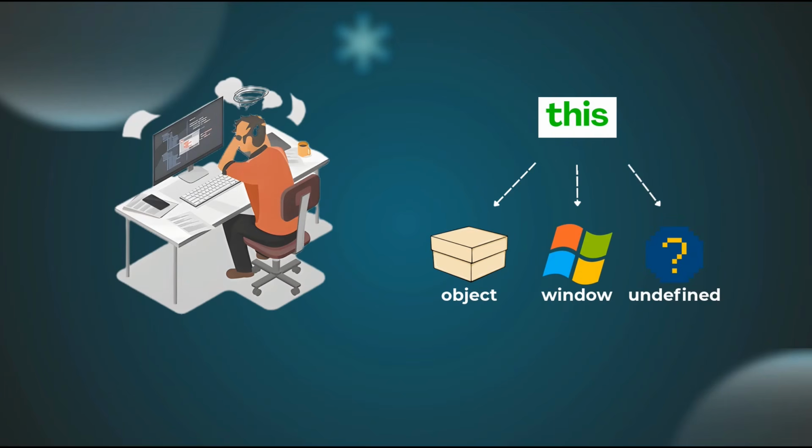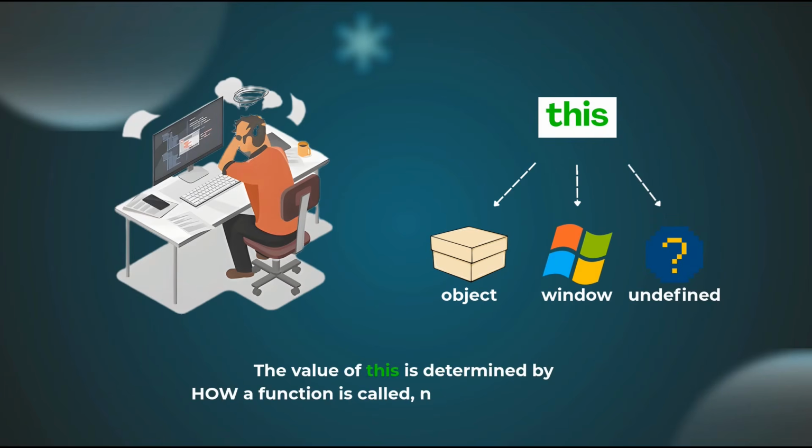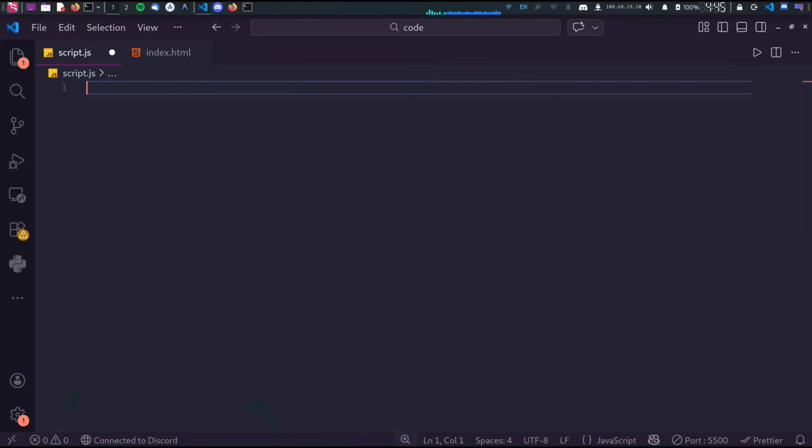The golden rule that you must memorize is the value of this is determined by how a function is called and not where it is written. Again, it's determined by how a function is called and not where it's written. Let's look at some examples.